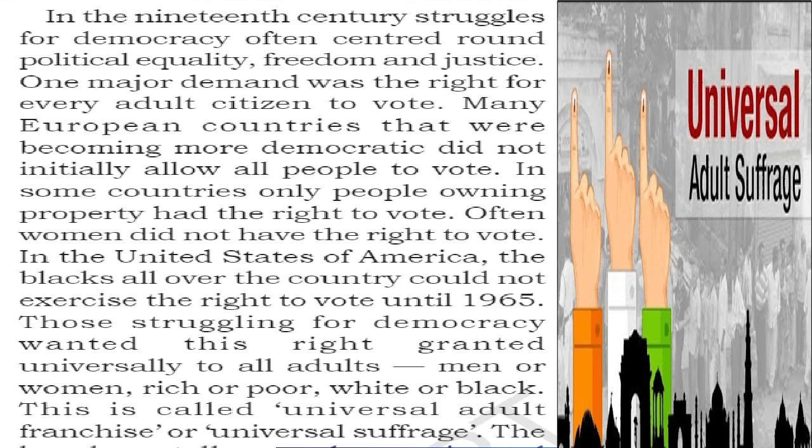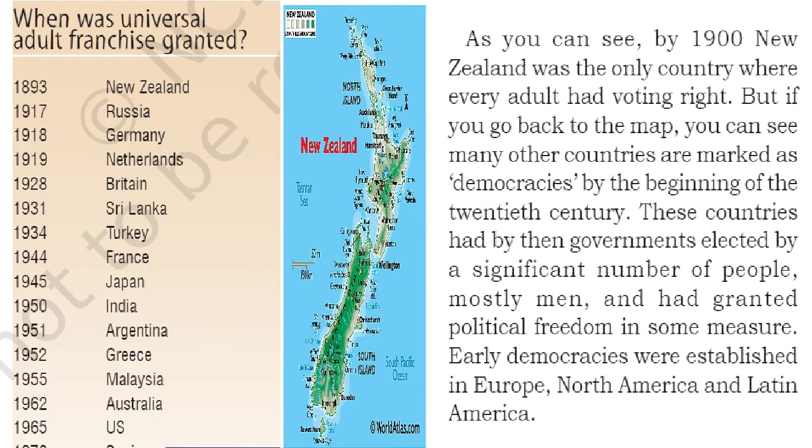So finally, the idea of universal adult franchise came up, also known as universal suffrage. And these are the years for the various nations which gave their people the right to vote. The first and foremost among those was New Zealand. By 1900, New Zealand was the only country that gave all adults the right to vote, and many of the democracies in Europe, North America, and Latin America allowed people to vote during this time.